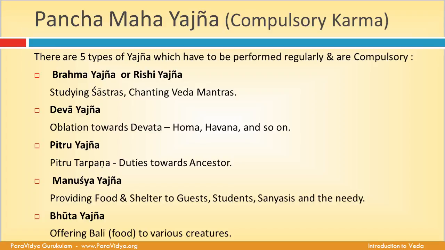Pancha Mahayajna. There are 5 types of yajna which have to be performed regularly. They are Brahma Yajna or Rishi Yajna, where studying Shastras, chanting Veda mantras is a must. Then Deva Yajna, oblation towards Devata, that is Homa, Havana, and so on, is performed.